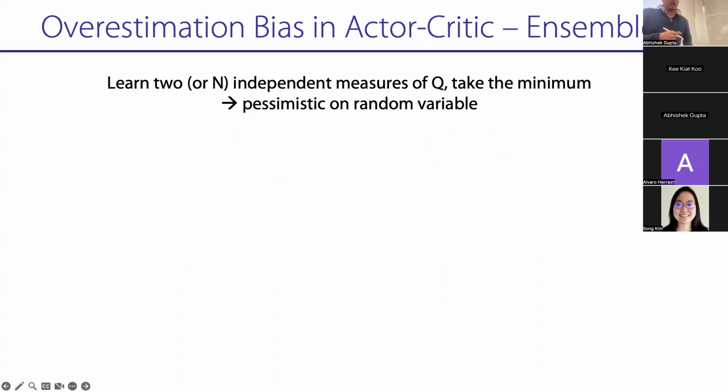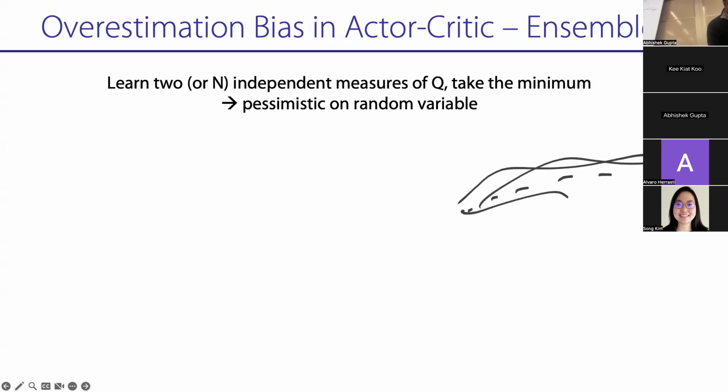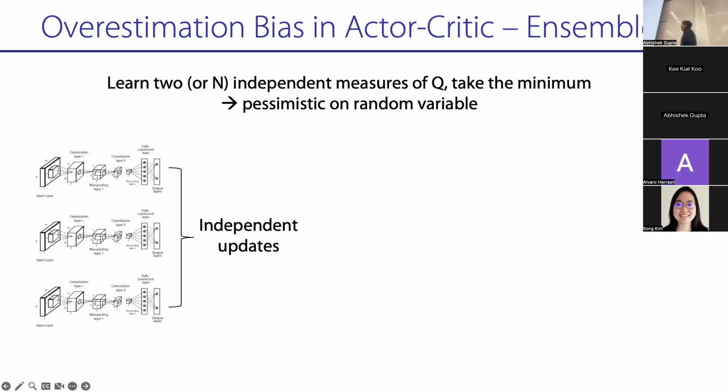The solution that's often used is to be pessimistic with respect to many different estimates. Imagine that you had n different measures of Q. Let's say this was the expectation, and you had n different measures of Q. What you will do is take the min over all of them. So the idea here is that instead of being over optimistic with a single Q that might be wrong, you train n different estimates of Q. So you have n different critics.